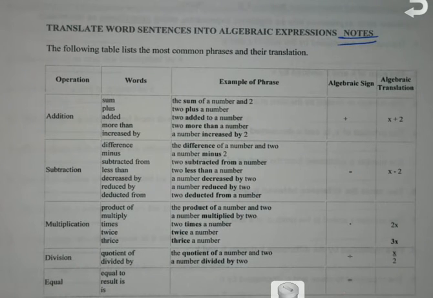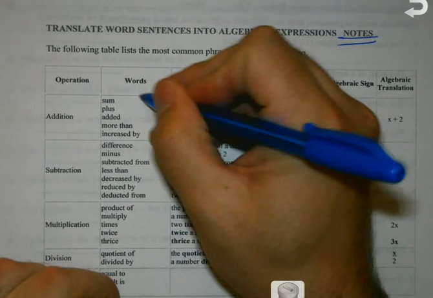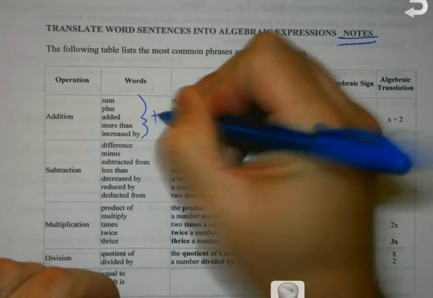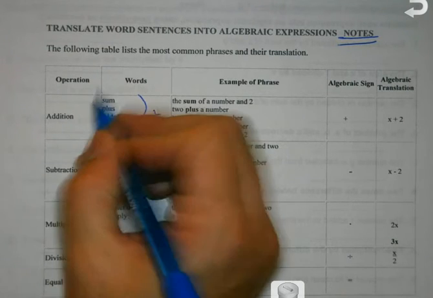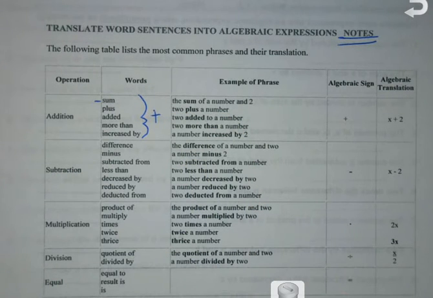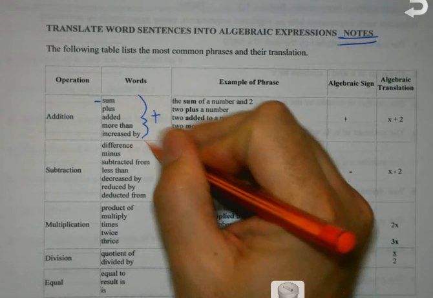So when we're doing these, these are all different ways that I can say add: plus, added, more than, increased by. I mean, you've heard of a lot of those. Sum is one of the ones that comes up a lot, though. So if you see something that says the sum of 4 and 5, you know you're going to add those, okay?